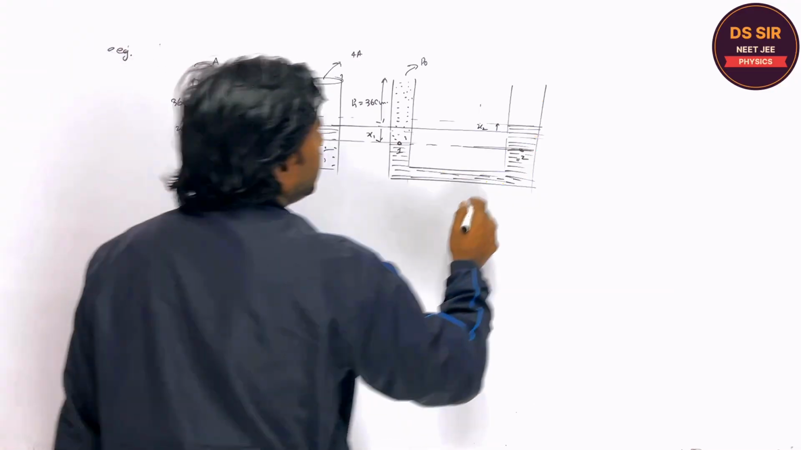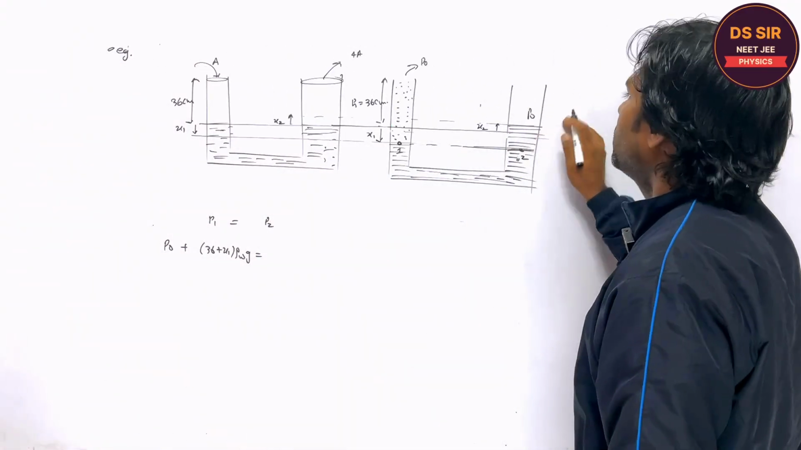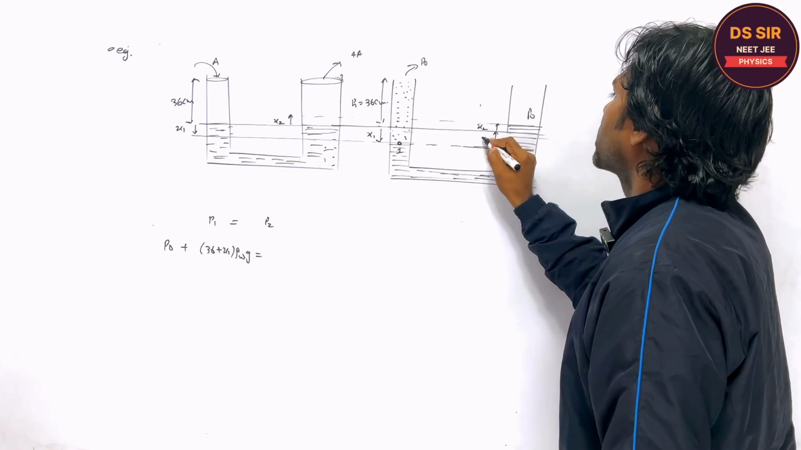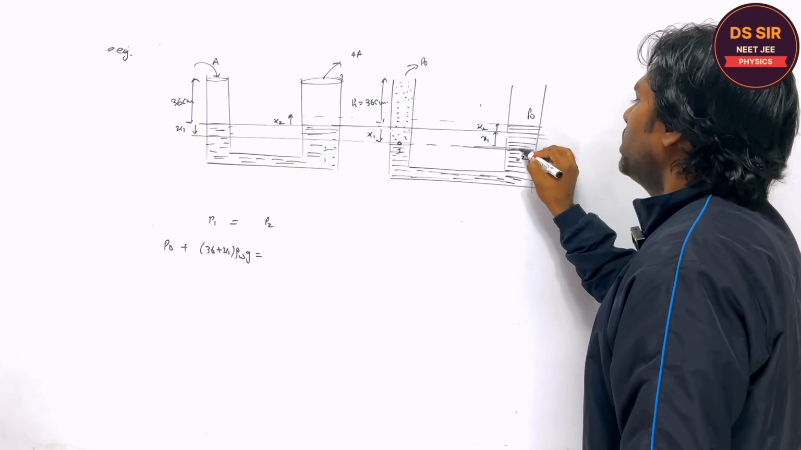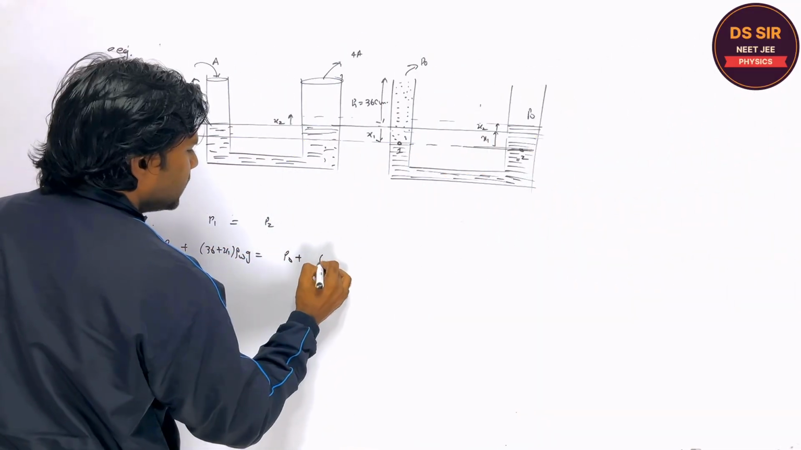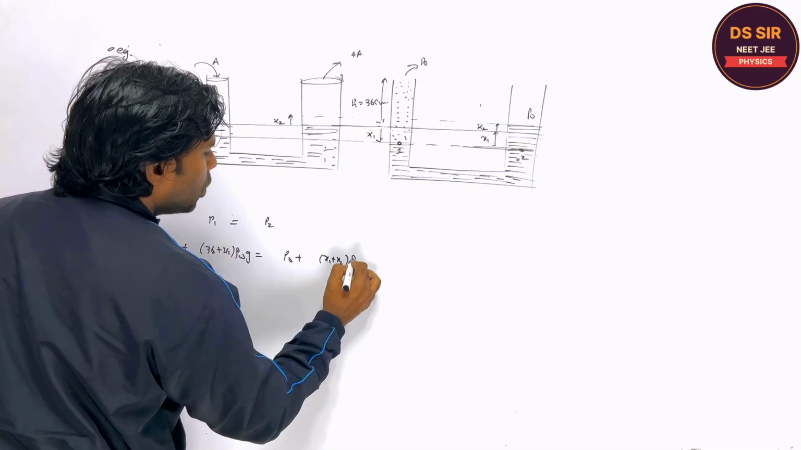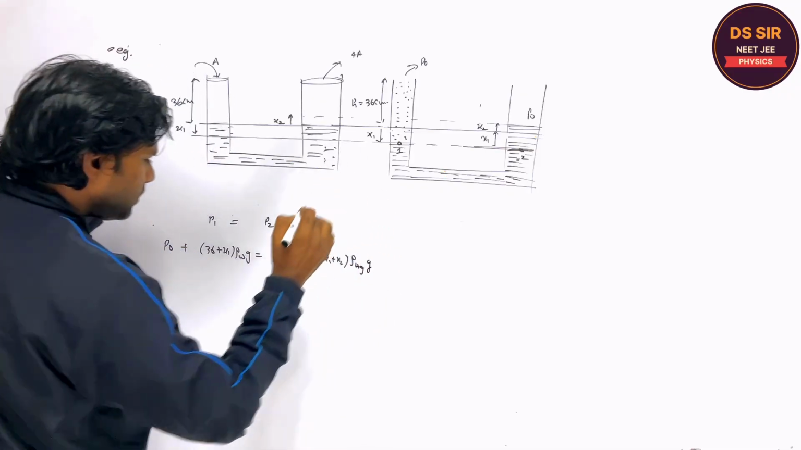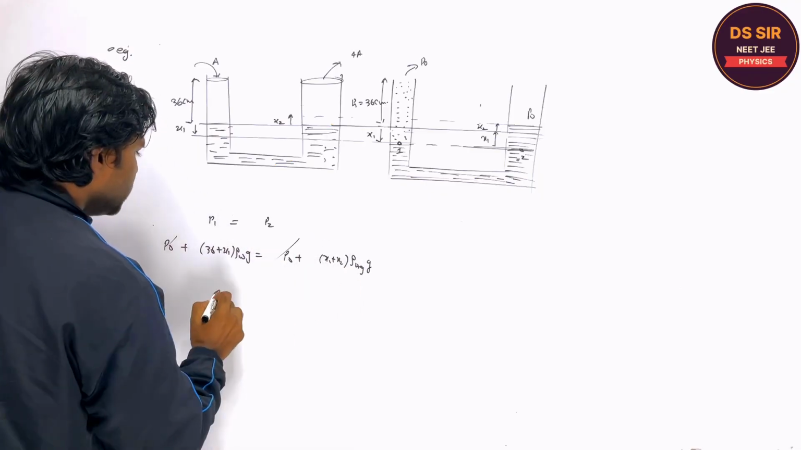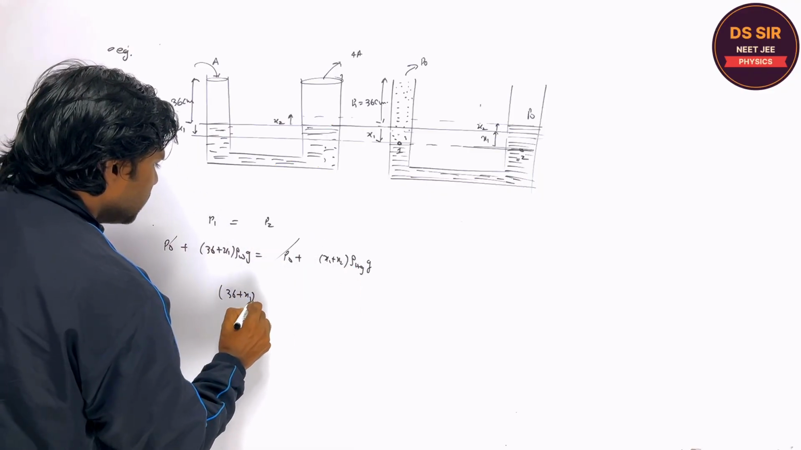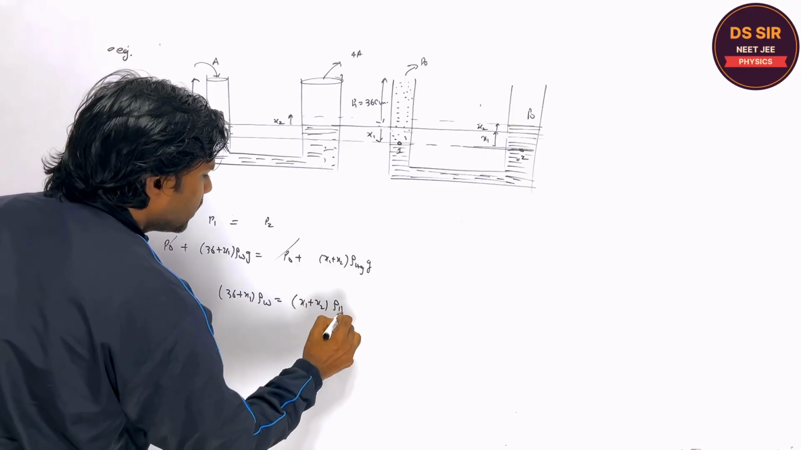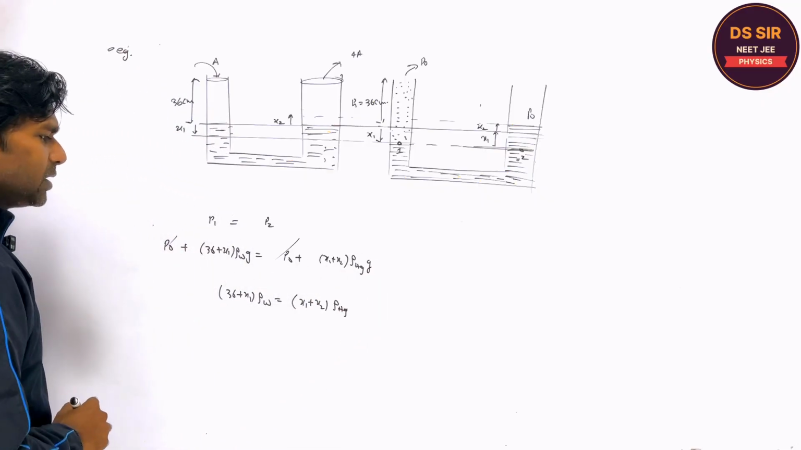All right. And here, this is the atmospheric pressure. This is x1 and x2. So what is the pressure at point 2? It is equal to P0 plus x1 plus x2, rho mercury into G. The P0 will cancel out, G will also cancel out. So 36 plus x1 times rho water is equal to x1 plus x2 times rho mercury.